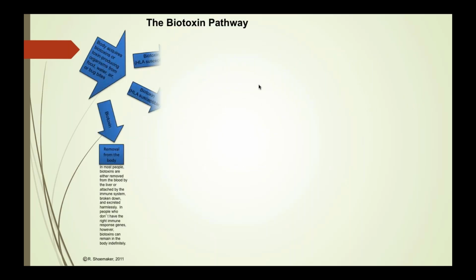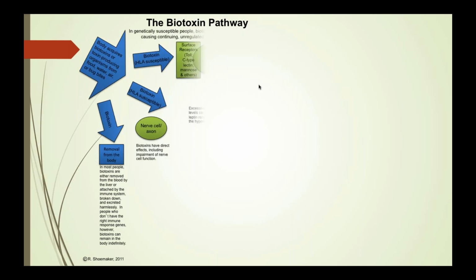So all of this is generated as a result of the exposure. In 80%, there's proper disposition and removal from the body of these biotoxins. But unfortunately, in the HLA susceptible, these biotoxins can directly injure nerves. So the degradation of the myelin sheath, of the nerve tissue in general, is pretty extraordinary. There's literally excoriation of the nerves.